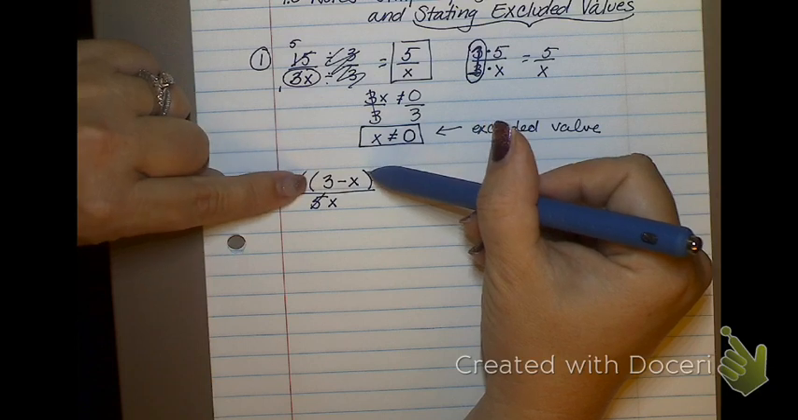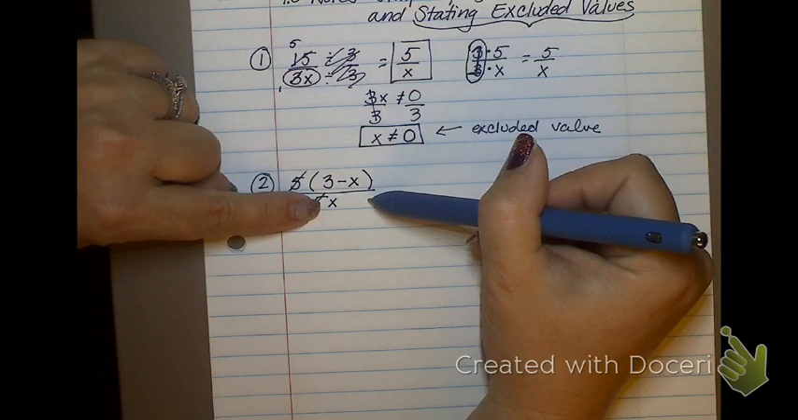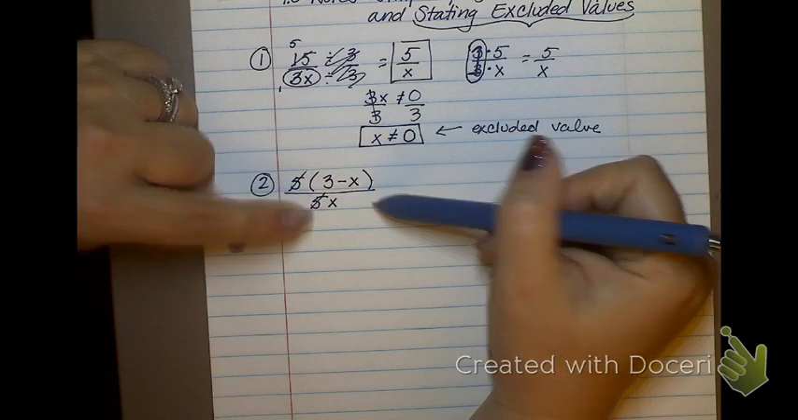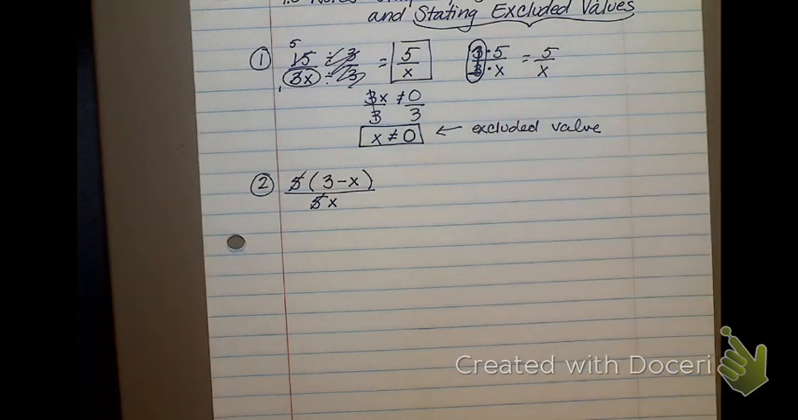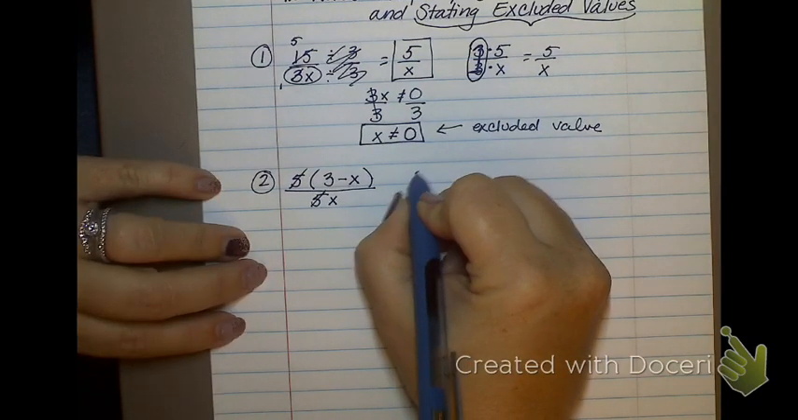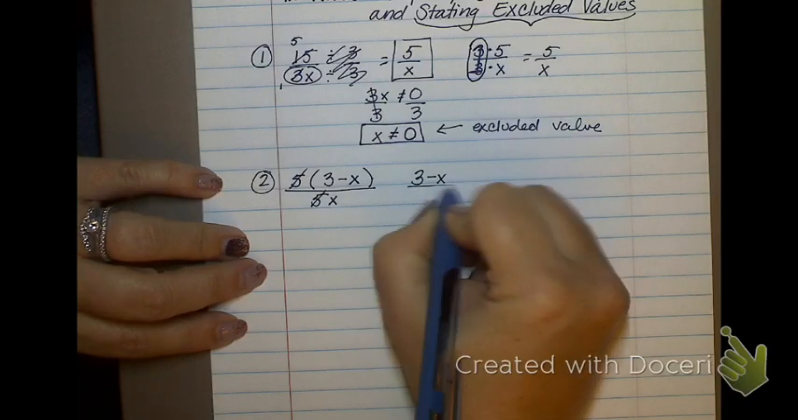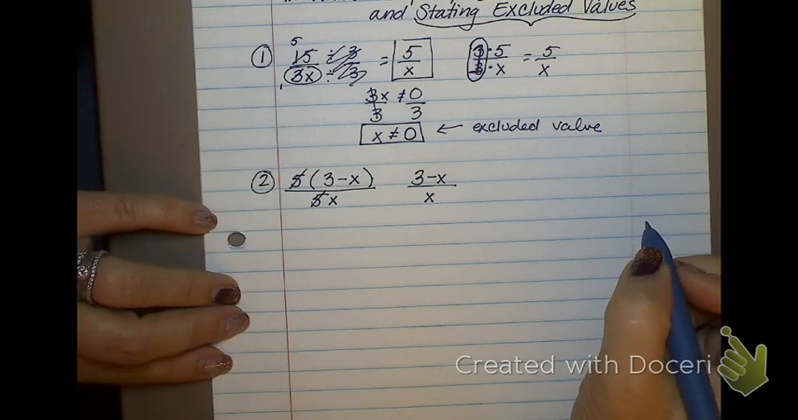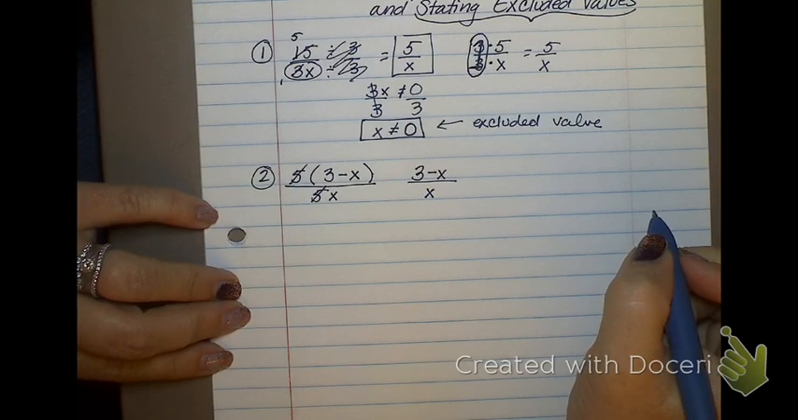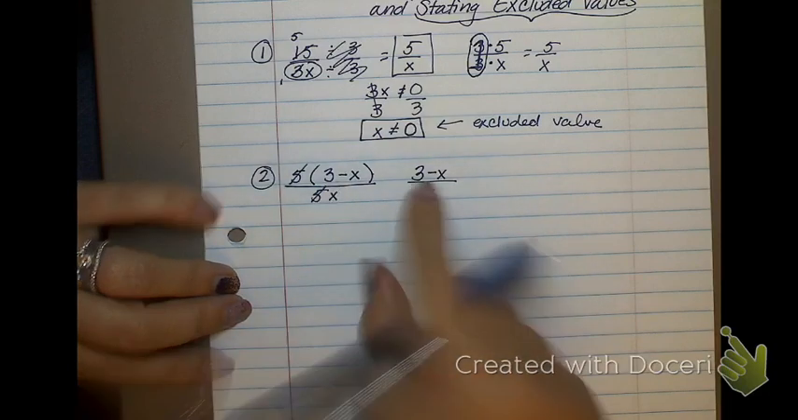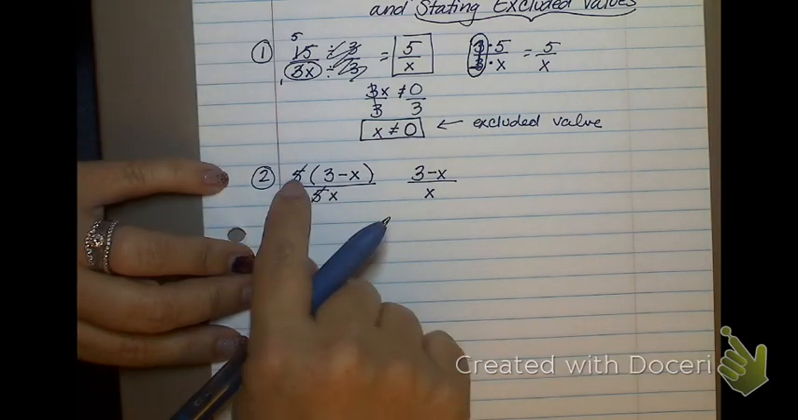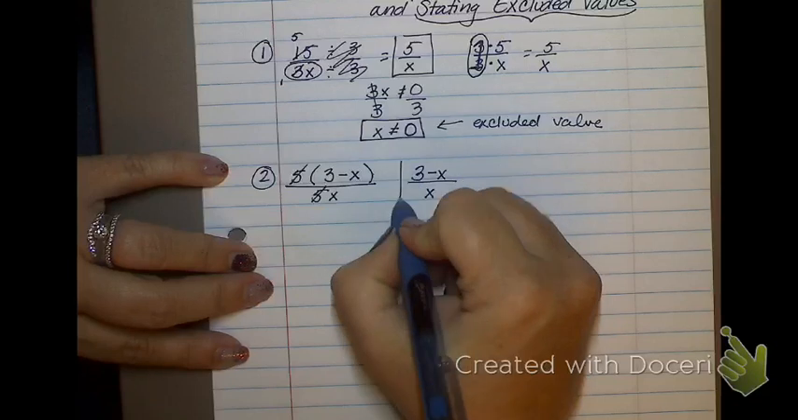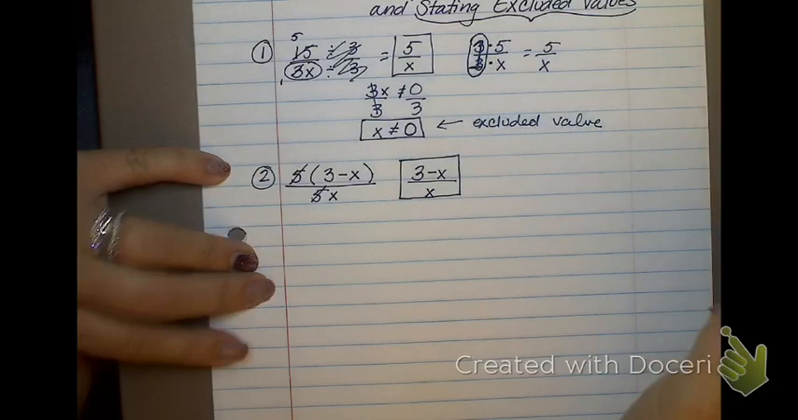The only way I could cancel x is if on the bottom it had 3 minus x also. You can only cancel things that match exactly. You can't cancel a part of a parentheses because that parentheses is making it one full unit. So I'm left with 3 minus x, and on the bottom I have x. Do I need to write the parentheses around 3 minus x in my answer? No, because if it's the only thing there, we don't need the parentheses. We only put the parentheses if there's more than just that there. So that's the simplify part.